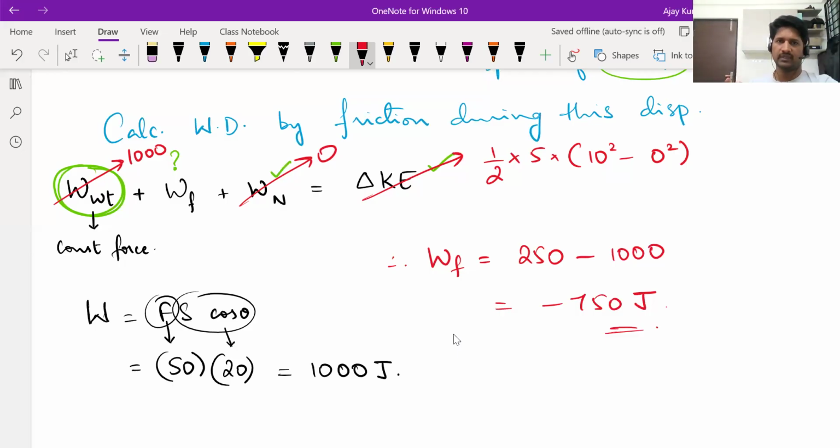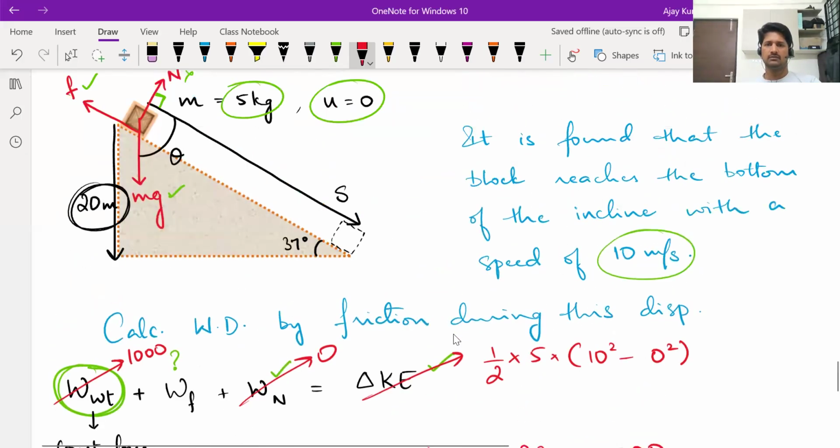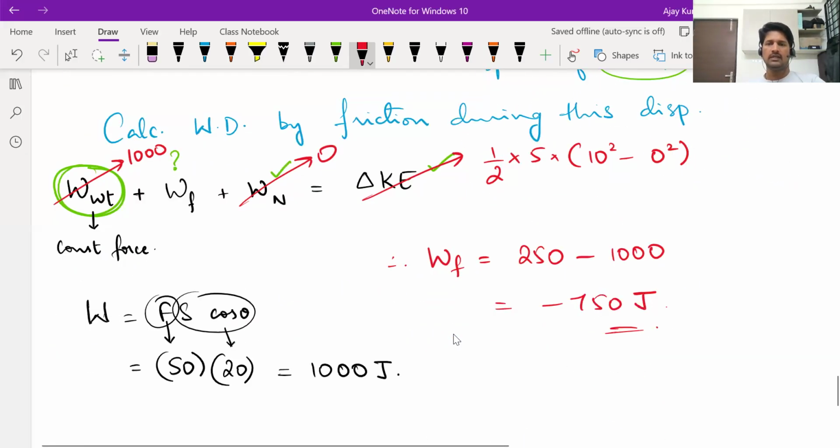Okay, so see, the takeaway from today's class would be that you learned another method to calculate work, not just using force and displacement. There are other techniques to calculate work, and we are solving problems based on it. Did you all understand the method that I used? Any doubt in this?